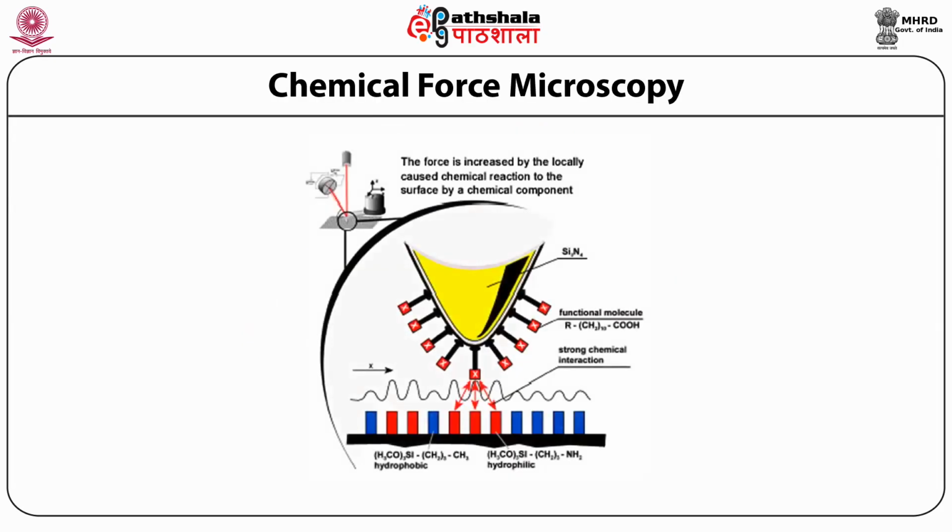Chemical force microscopy, and the way it moves on the surface, is able to analyze the changes in potential. It has been described in this particular slide. The force is increased by locally causing a chemical reaction on the surface by a chemical component. So the changes show up as changes in the potential.